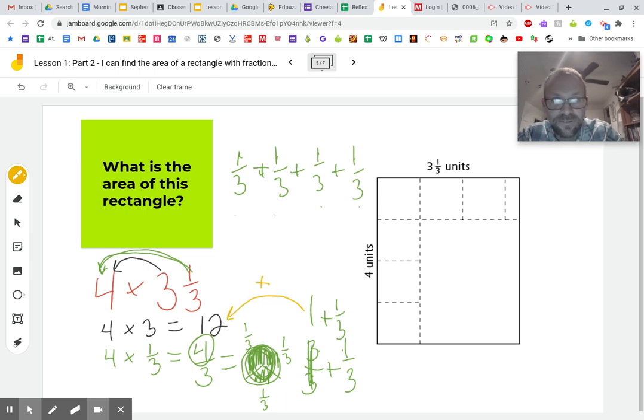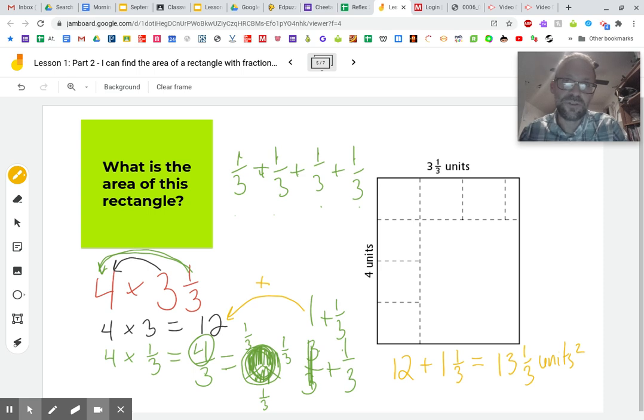So then let's go ahead and add that back to the 12. We're going to add, right? So I'm going to write it over here nice and clean. 12 plus 1 and 1/3. And that's 13 1/3. So that is square units. That is the same answer we got the first time around.